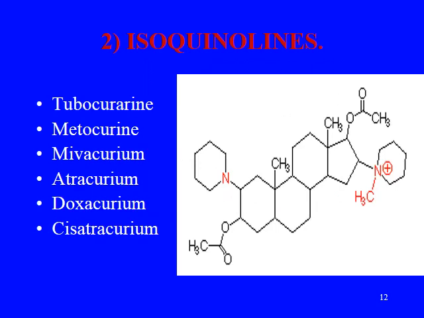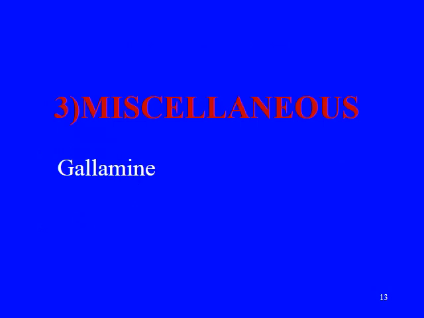The other category is isoquinolones. The competitive type has a second subcategory according to its structure, isoquinolones, and the members of this group are tubocurarine, metocurine, mivacurium, atracurium, doxacurium, and cisatracurium. And the third one is the miscellaneous group, and the member of this group is gallamine.